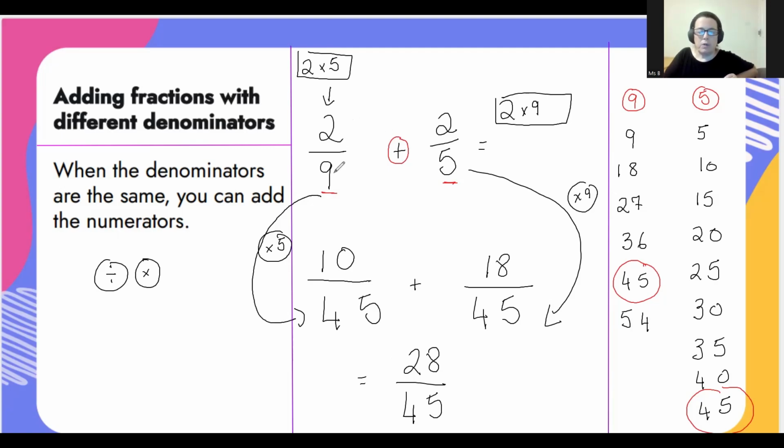So what is 2/9 plus 2/5? 2/9 plus 2/5 is 28 over 45. Okay, well done.